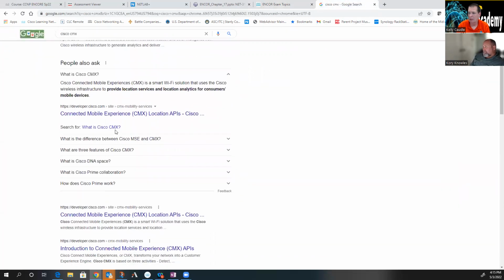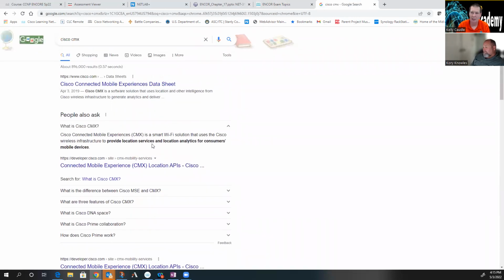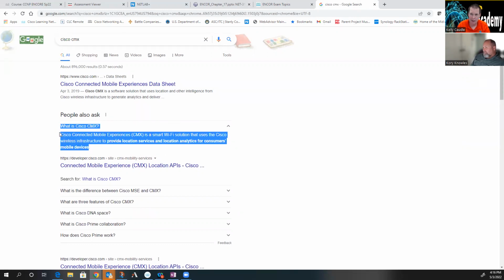But Cisco CMX, Connected Mobile Experiences, is also one. It can be used to help with location analytics. And this can be used for everything from dwell time, how long someone's in a particular area, where they're at in a business, what they're doing in the business. This is a little bit scary because you're really tracking your customers to see what they're doing inside.